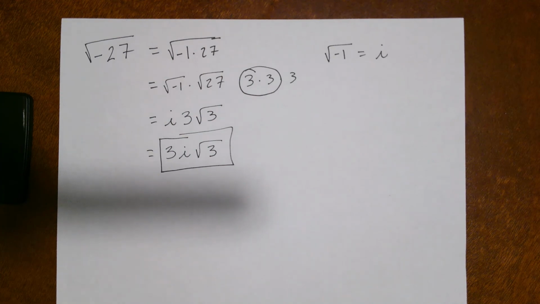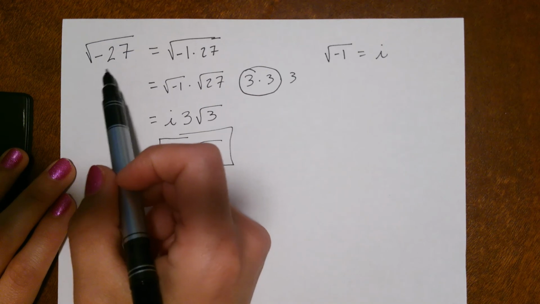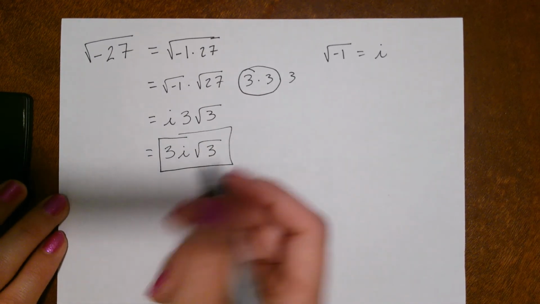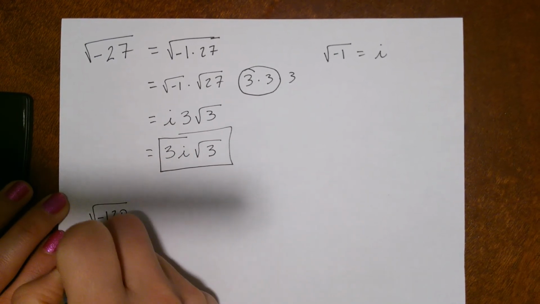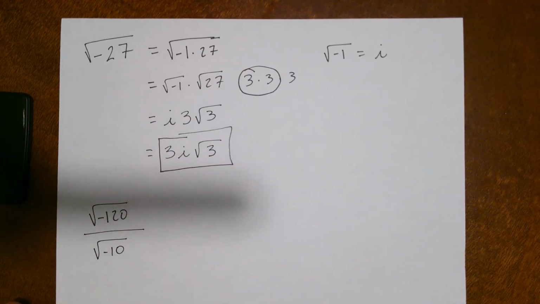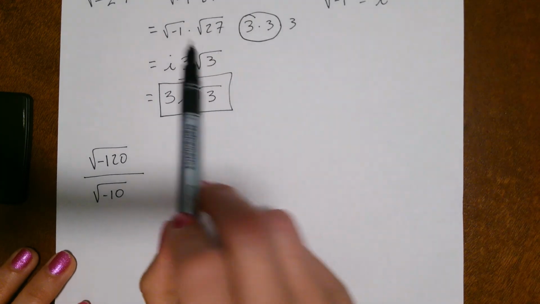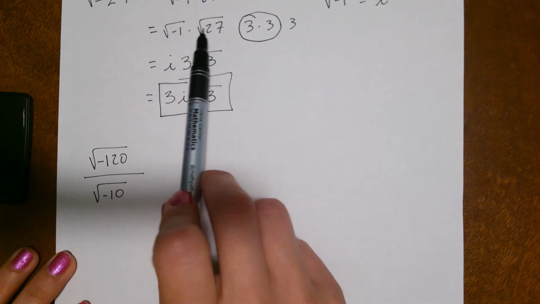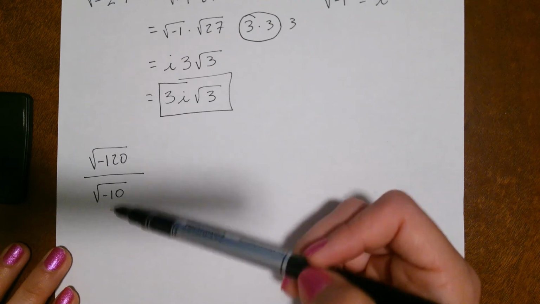That is the long drawn-out way of simplifying a square root with a negative argument. So let's look at a couple of operations. Let's say that I have the square root of -120 over the square root of -10. So I'm trying to divide these two square roots. We have a property just like with multiplication where I can combine the two arguments together. Same thing for division. These are being divided, so I can put them underneath the same radical.